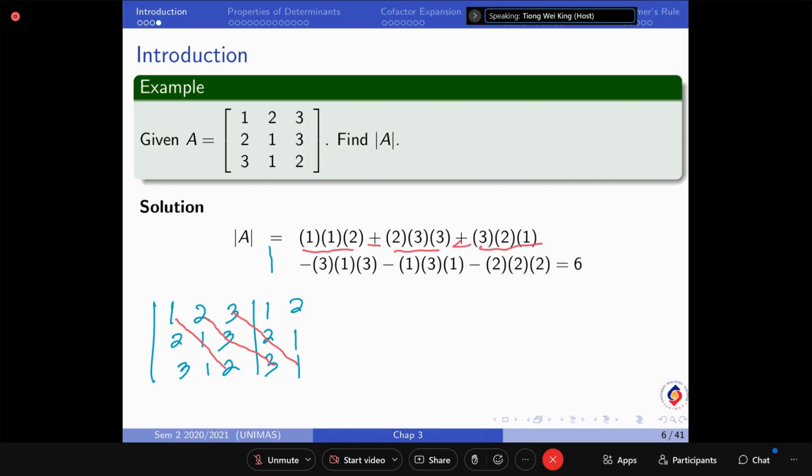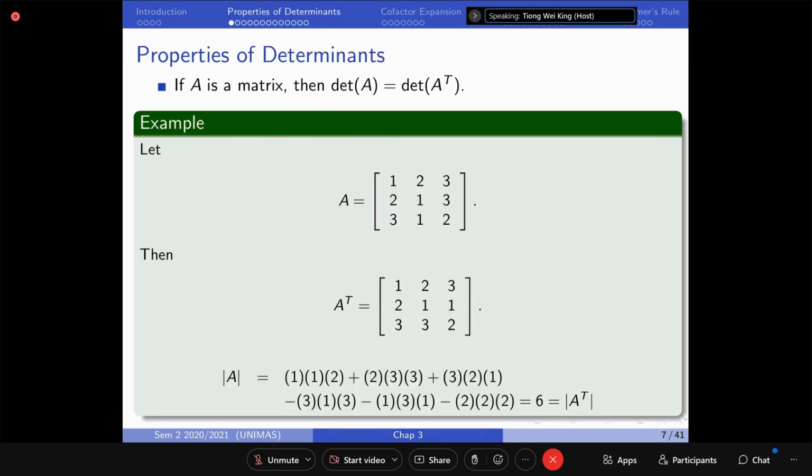After that, you do the other ones, the minus ones. The first minus is this line, 3 times 1 times 3. Remember, it's minus, so you have this. And then minus 1 times 3 times 1, and then minus 2 times 2 times 2. Then simplify, and you get 6 for the answer.